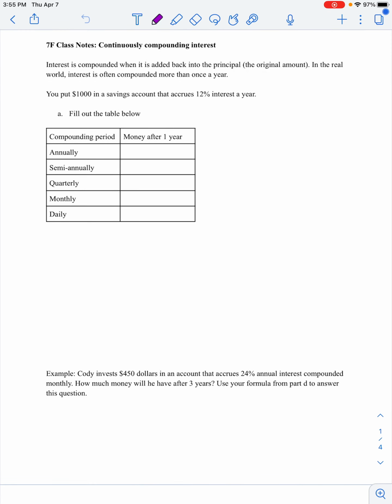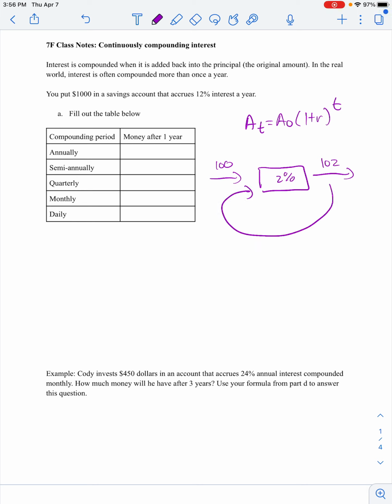So now we're going to talk about compounding interest at faster rates than just annually. Our original equation that we spent a long time on helped us when interest was compounded every year. Remember, that means you deposit $100 into the bank at 2% interest, you get $102 back out, and then you deposit that $102 and get 2% of $102 back out at the end of each year.